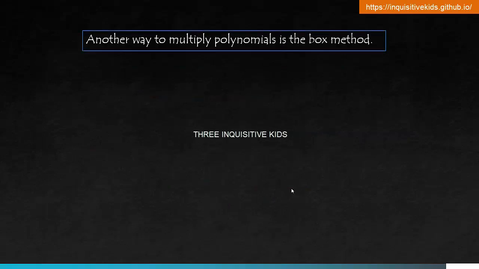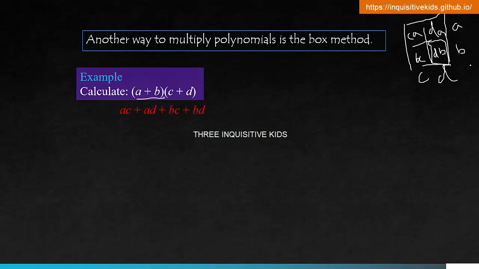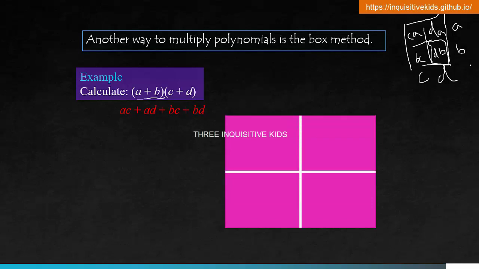Another way to multiply polynomials is the box method. Calculate a plus b times c plus d, which equals ac plus ad plus bc plus bd. So this is ac, bc, ad, and bd. To find the final answer, to find the entire area of this rectangle, you just add them all together.